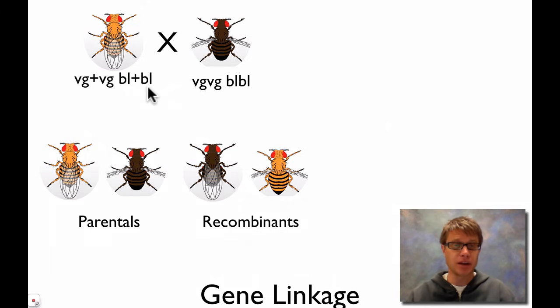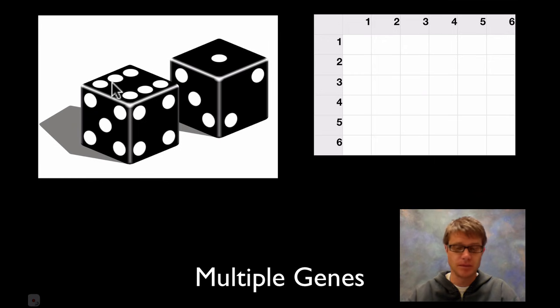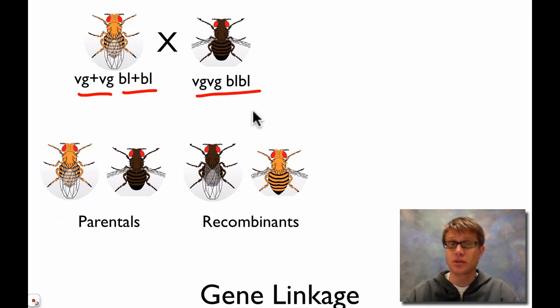If I were to write this out using terms you're maybe more familiar with, a better way to write it might be like this, V little b, and then we cross that with little v, little v, little b, little b. But get used to this because it shouldn't be that confusing. What Morgan did in this cross is he took one fruit fly that was heterozygous for the two traits and one that was homozygous recessive.